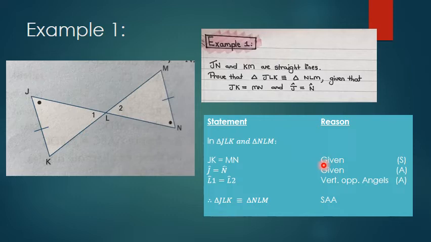And then you don't have to do this, but I just always note on the side here, I just call it side. It's a side that I've proven is now the same. Then also J is equal to N because it's been given again. That is an angle. And L1 is equal to L2. That angle over there is equal to that angle over there. And we know this through vertically opposite angles. And that is an angle. So you can see the reason here is side, angle, angle. So you can say the triangle JLK is congruent to triangle NLM.